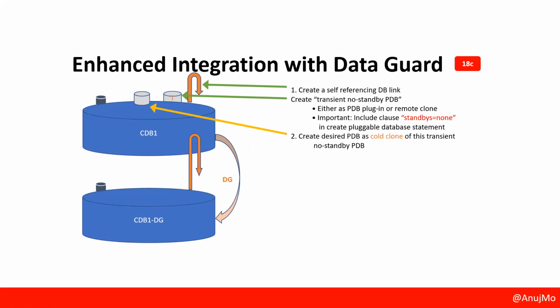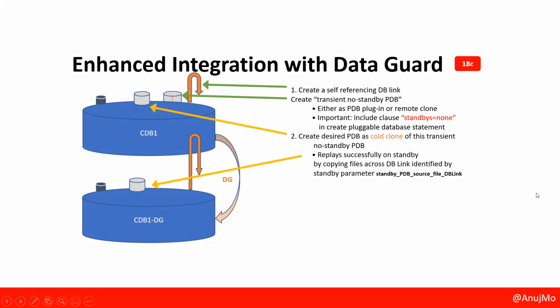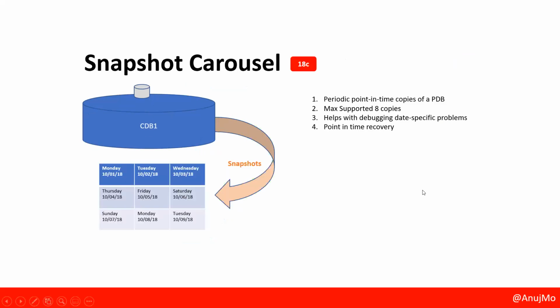Then you create a cold clone of this transient's cold clone here, and that will be replicated, right? Then you can drop this one and you replicated it. So this was the enhanced integration.